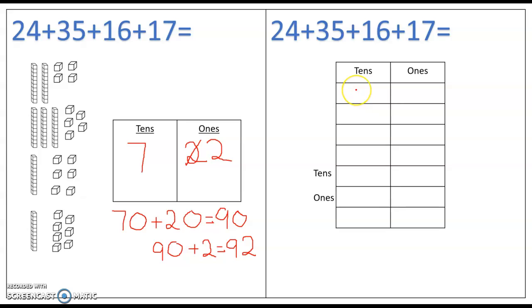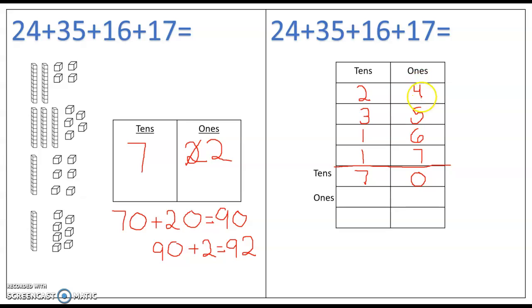Another way is by using partial sums. So our first number is 24, so that's 2 tens, 4 ones. We've got 35, so that's 3 tens, 5 ones. 16 is 1 ten and 6 ones. And 17 is 1 ten and 7 ones. So the first thing that we'll do is we'll figure out how many tens and how many ones. So 2 plus 3 is 5, plus 1 is 6, plus 1 is 7. So we've got 7 tens, which is 70.